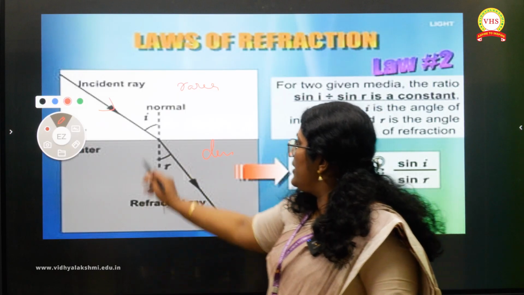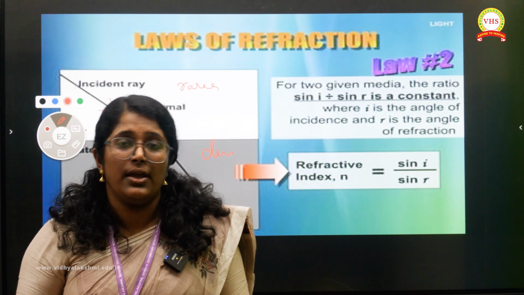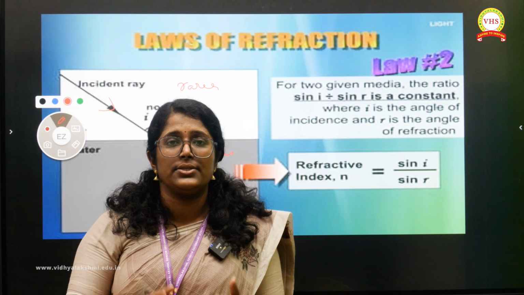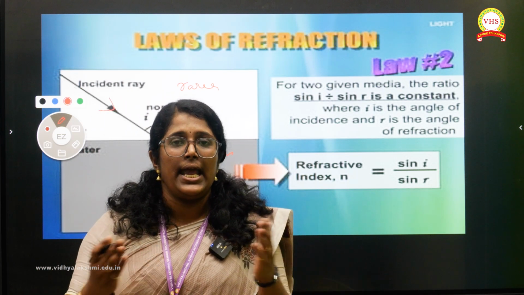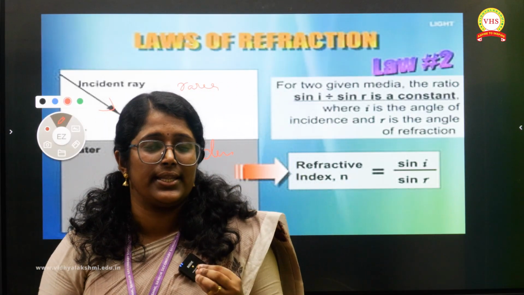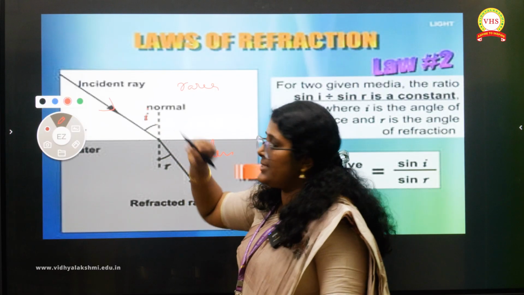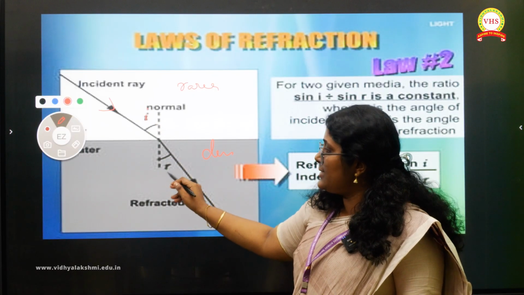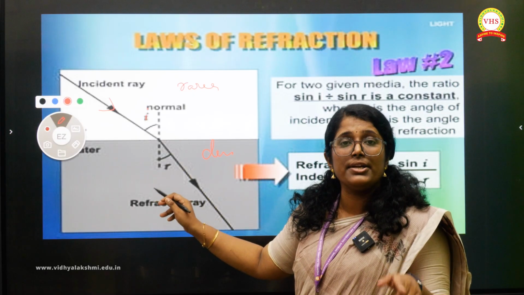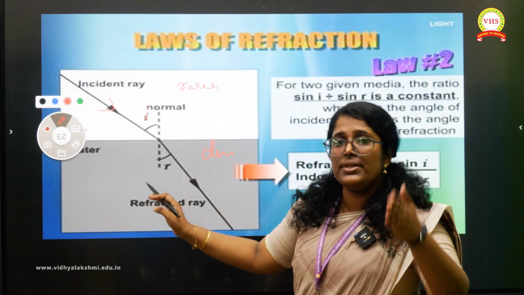Look at this one. So always whenever you start your drawing, whatever it is in ray optics, always you have to take the angle of incidence and refraction from what? From the normal only. Then only you can get the values. Okay. So from the normal, this is what? Angle of incidence. Okay. So what is this? This is called what? Angle of refraction. That means the refracted ray is making an angle with the normal.